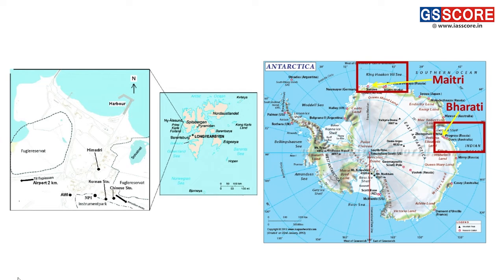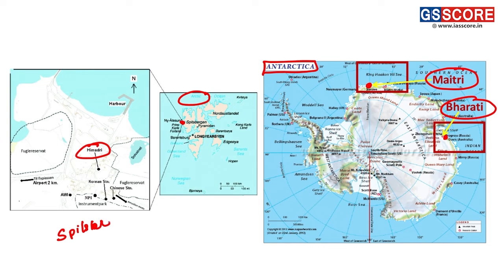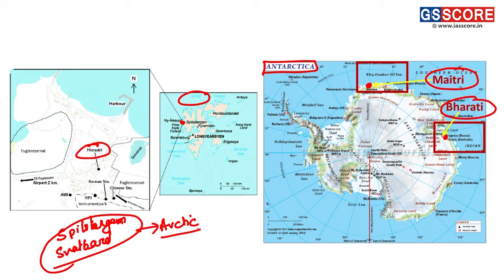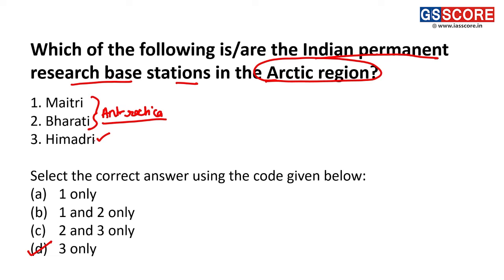Looking at the map, we can see the Antarctica continent. It consists of Maitri towards its northern part and the Bharti station towards its eastern part. And also we can see Himadri. Himadri is present in this region, and we can see that it is basically present in Spitsbergen in Svalbard. This region is basically present in the Arctic. Thus, Himadri is the only station from India right now which is present in the Arctic region. Okay, quite a simple question it was.